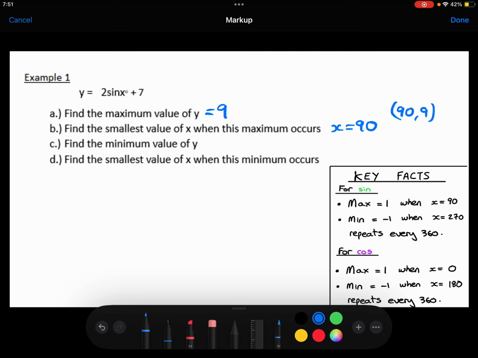We know the sine graph has a minimum value of -1. So we'll have 2 times -1 is -2, plus the 7 is 5. And we know that that minimum is going to happen when x is 270. So we'll have the minimum coordinate of (270, 5).